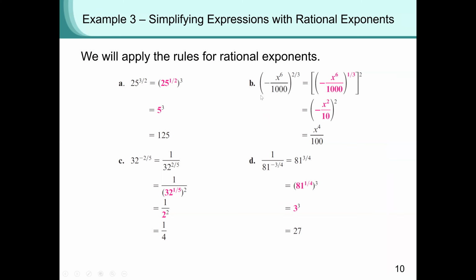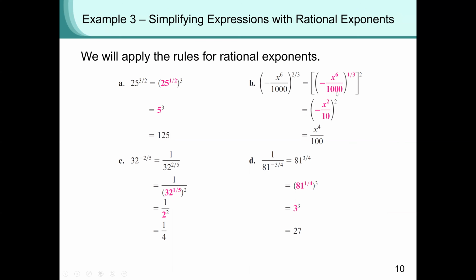Let's try the B. Negative x to the power 6 over 1,000 to the 2/3. Okay, what I will do is take the 2 out first, then I'll use the 1/3. So you can see we have 1/3 and the 2 is out. So 6 times 1/3 will give me 2, so I have x squared. 10 to the power 3 is 1,000, so I'll get 10 to the power 3 times 1/3, which will give me 10. Then remember we have the 2 here, so finally our answer will be x to the power 4 over 10 squared, which gives me 100.